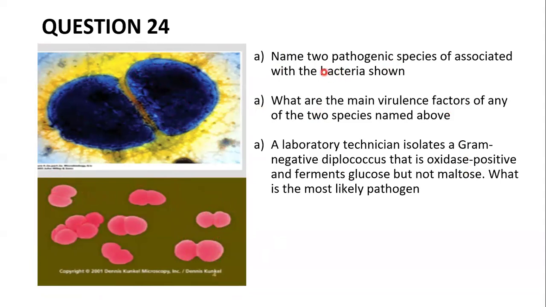Then you can see, name 2 pathogenic species associated with this bacteria. What are the main virulence factors of any of the 2? Then a lab technician isolated gram negative Diplococcus that is oxidase positive, ferments glucose, but not maltose. What is the most likely pathogen? So this is a very common question. If you can remember, we said Neisseria gonorrhea only ferments glucose, and then Neisseria meningitidis ferments both glucose and maltose, okay?